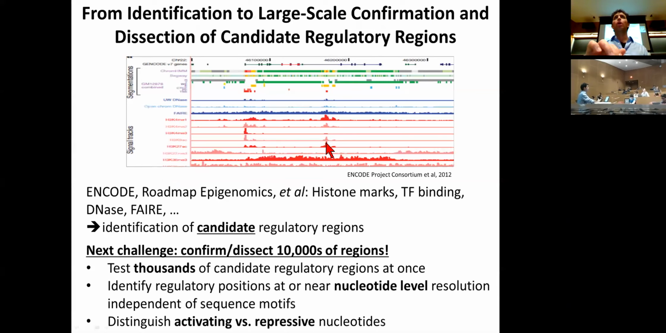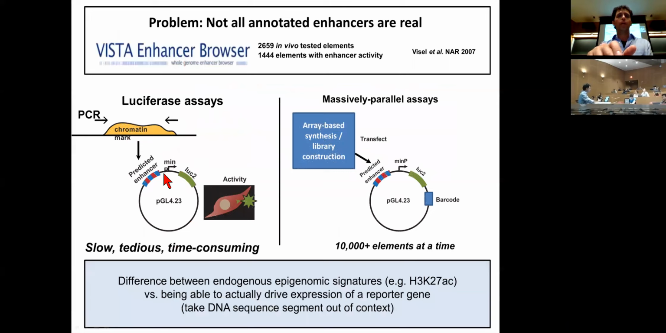So what I need to do is see if I take that chunk of DNA and I put it in a reporter construct upstream of a luciferase gene, which basically shines green. Then how often do I see that the cell that receives this construct, where luciferase is downstream of my predicted enhancer, how often does it actually drive expression? How often does it actually function as an enhancer?